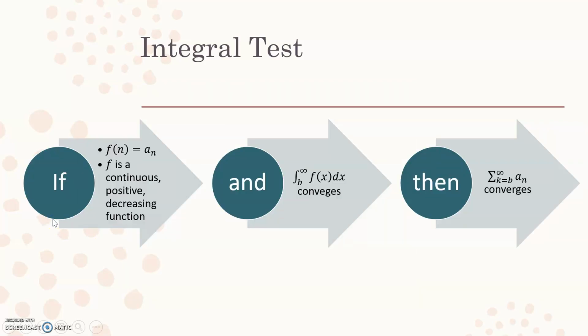Okay, so here's the integral test in a more symbolic language. If you write your function so that it's a description of your terms, and it's a continuous, positive, decreasing function, and the integral converges, that's an improper integral, remember, then so does the series. And the integral test actually goes the other way as well. It can prove divergence as well. If the integral diverges, then so does the series.